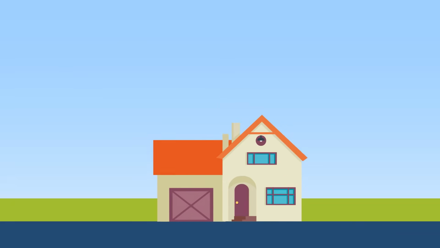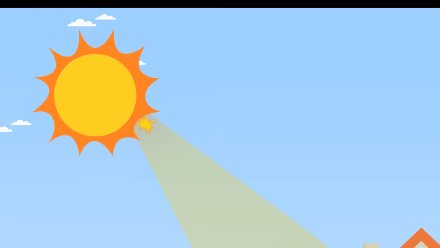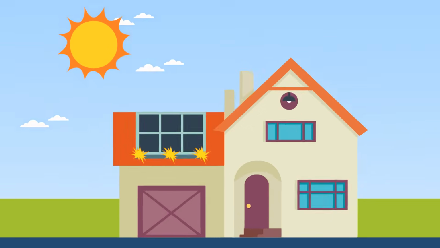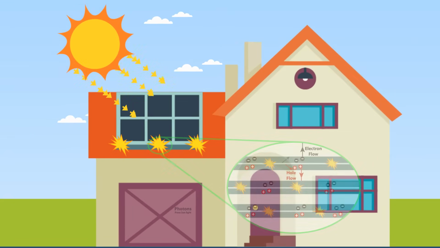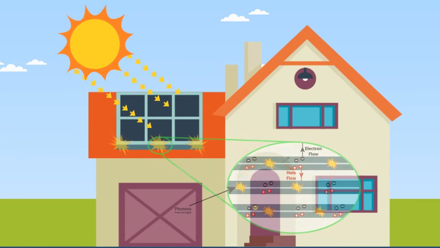How solar power works. Solar power works by taking the energy from the sun's rays and converting it into electricity. The sun's rays contain photons. When these photons hit a solar module, electrons inside of the solar module move and an electrical current is created.